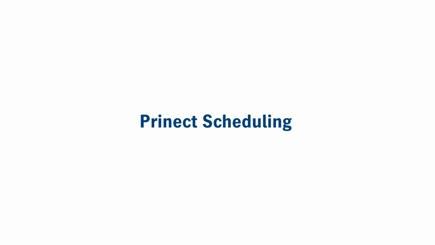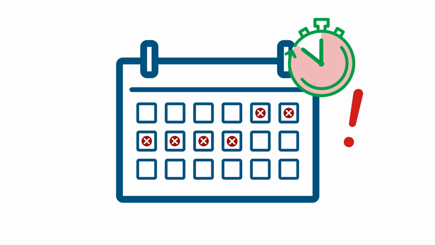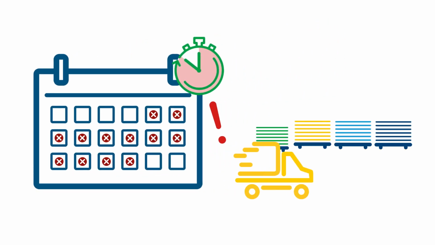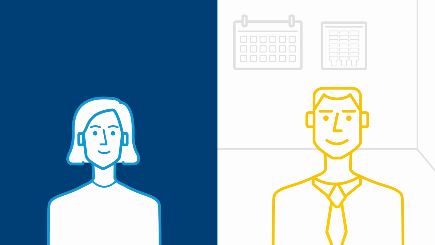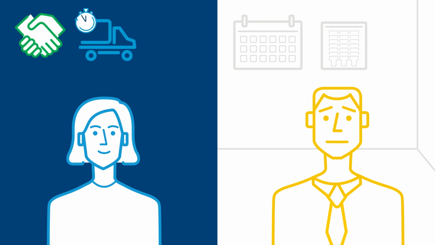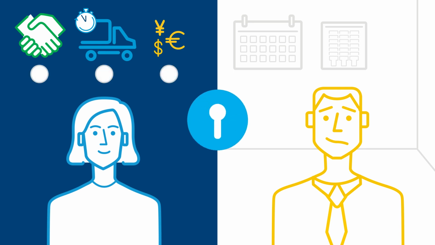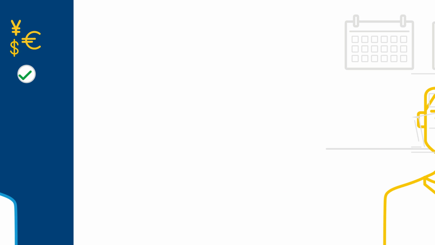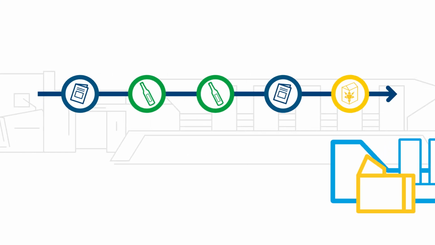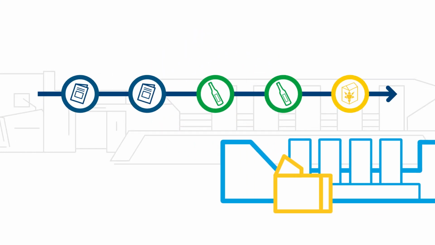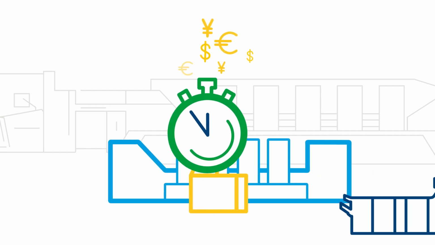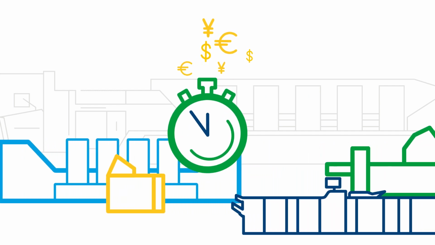Prinect Scheduling. The deadline pressure is high, the runs small. Customers demand firm commitments, short delivery times, and the best prices. The key to overcoming these challenges is scheduling. An optimized job sequence saves time and money, in the press room as well as in post-press.